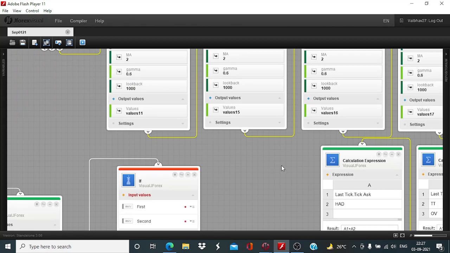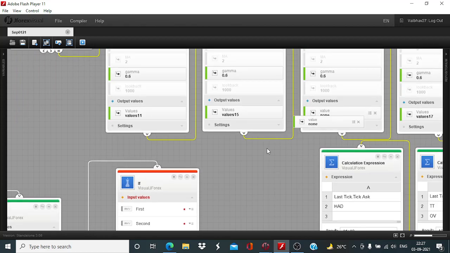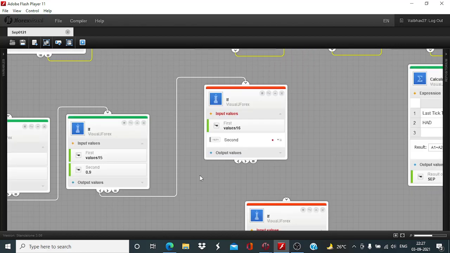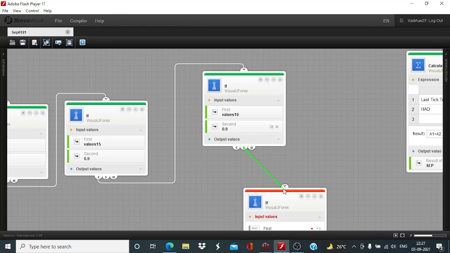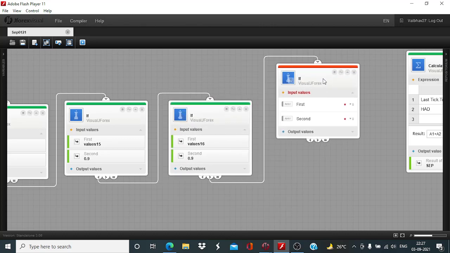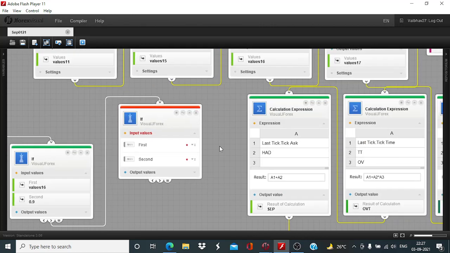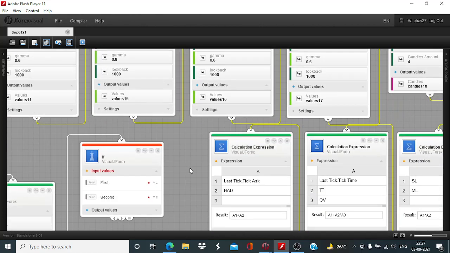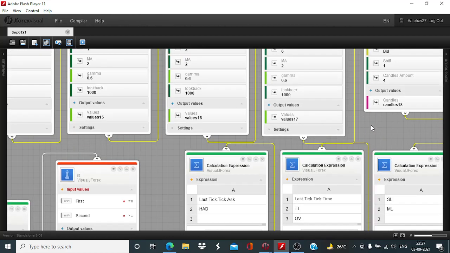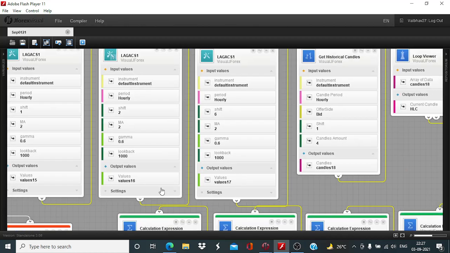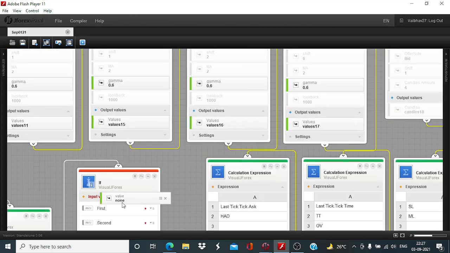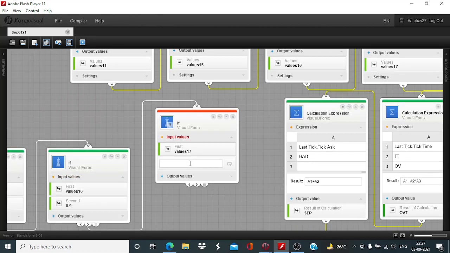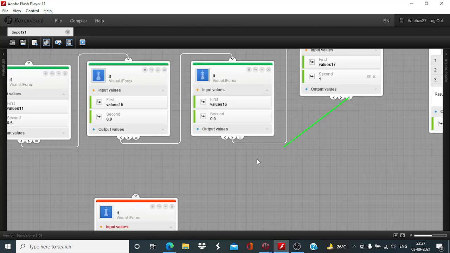And in the penultimate hour, the value 16 should have been above 0.9. So first input greater than second input. 6 hours back, it should have been exactly equal to 1. So we need the Laguerre ACS output 6 hours back, which is value 17, to be equal to 1. So here we have this.